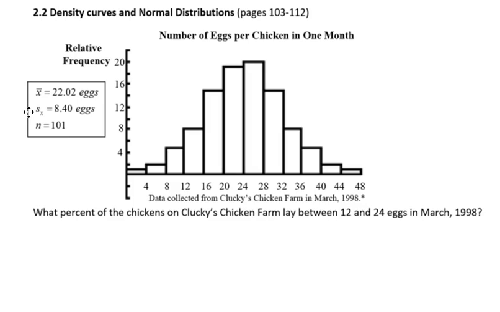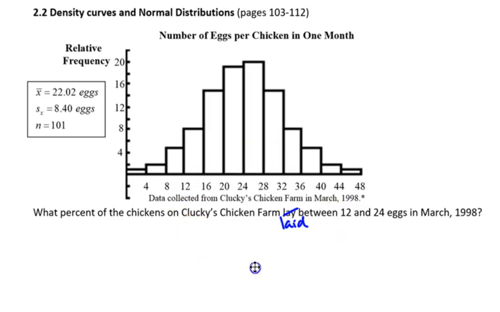Now the first question is, what percent of the chickens on Clucky's chicken farm laid, by the way, I found that out, laid between 12 and 24 eggs in March 1998. We actually Googled this to make sure it was the correct past tense for laying eggs.